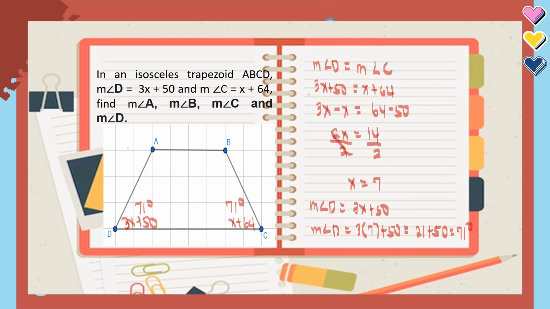The second theorem states that opposite angles of an isosceles trapezoid are supplementary. Since angle A and angle C are opposite angles, they are supplementary. So we can say that the measure of angle A is equal to 180 degrees minus 71 degrees. 180 minus 71 is 109 degrees. So the measure of angle A is 109 degrees, and the measure of angle B is 109 degrees since angle A and angle B are congruent.